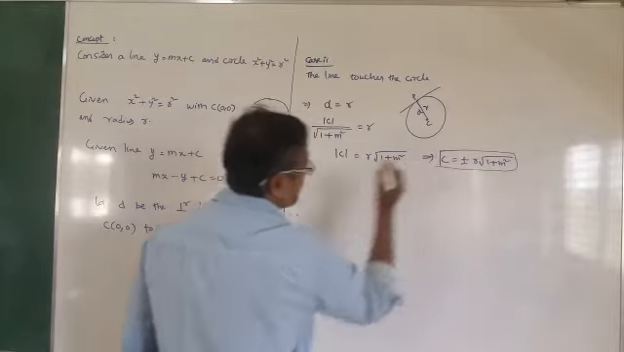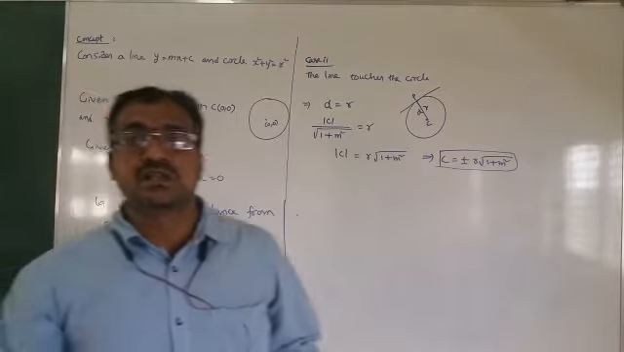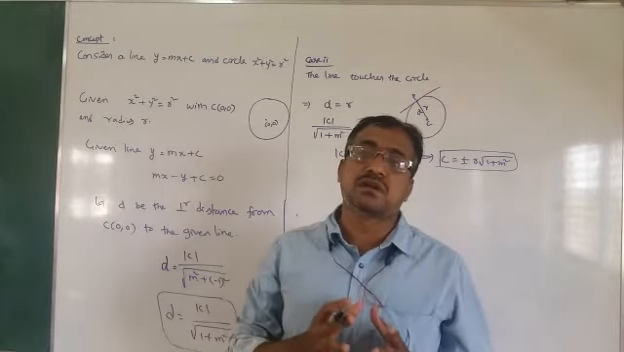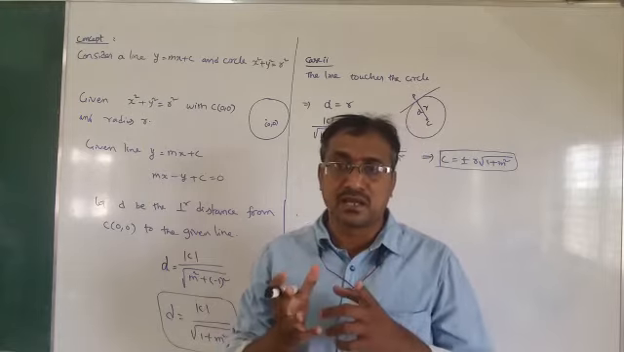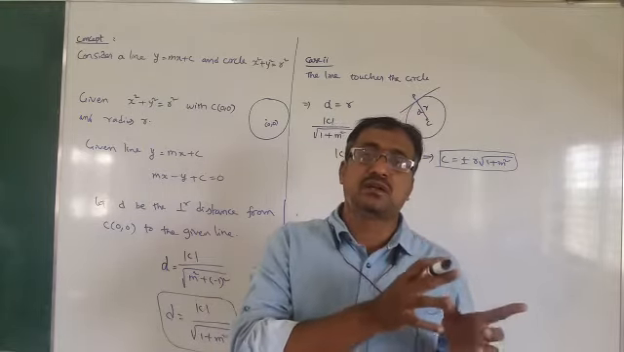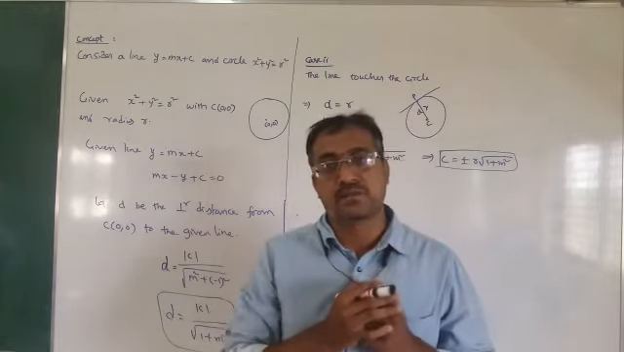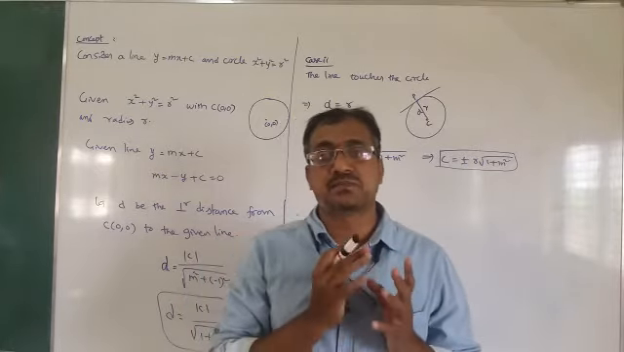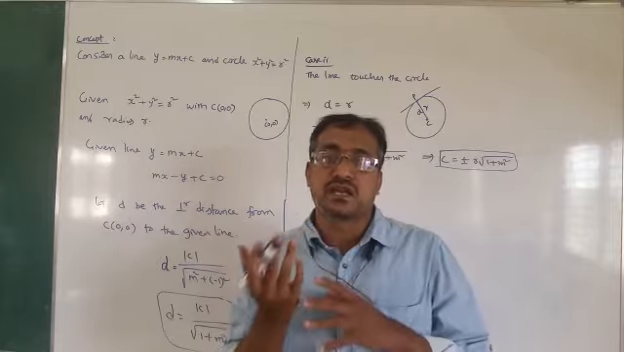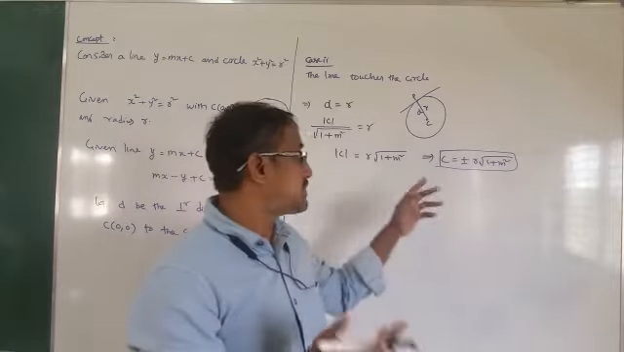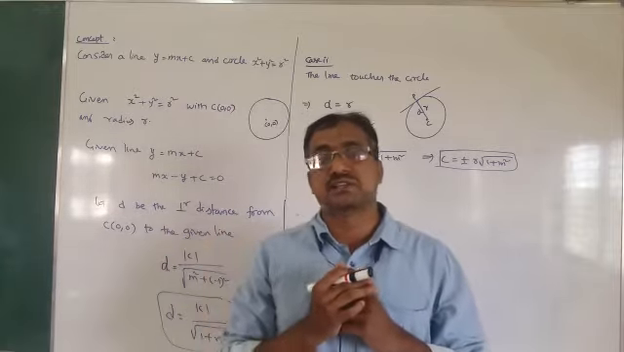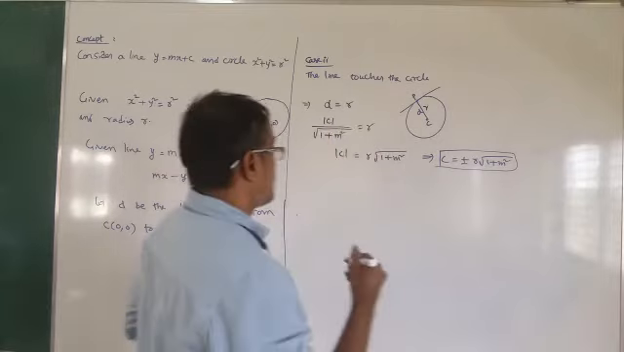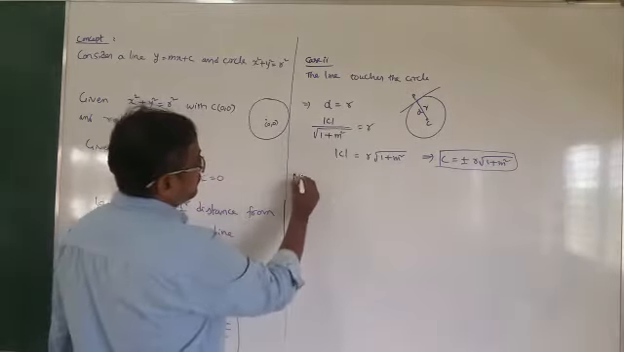Now this is very, very important, because if c is equal to plus or minus R root 1 plus m square, then the line is a tangent to the circle. Now the given line is of the form y is equal to mx plus c. So if you replace c with plus or minus r root 1 plus m square, then it will become a tangent.